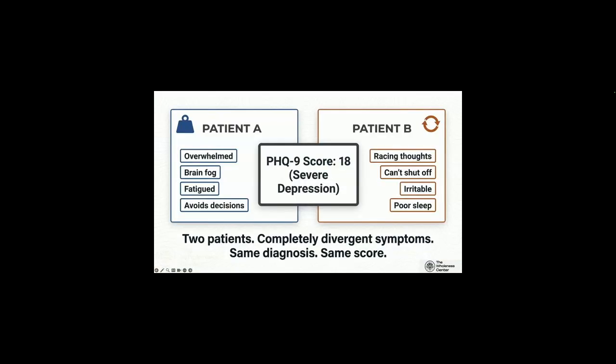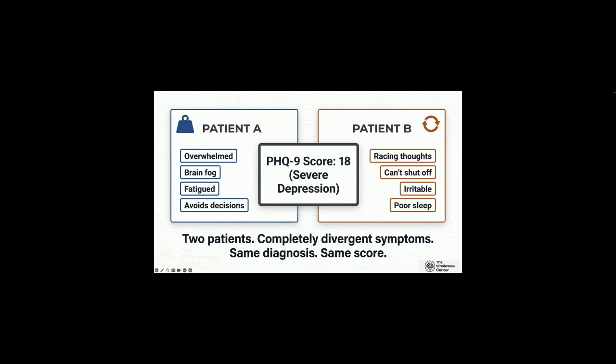So let's take an example. This is a pretty common one we see, where two patients come in with the same PHQ score, our depression rating score, the same diagnosis, but different symptoms. Patient A has overwhelmedness, brain fog, fatigue, and decision troubles. Patient B has racing thoughts where they can't shut off, irritability, and poor sleep. So we have patients with completely divergent symptoms, but the same diagnosis and the same score.